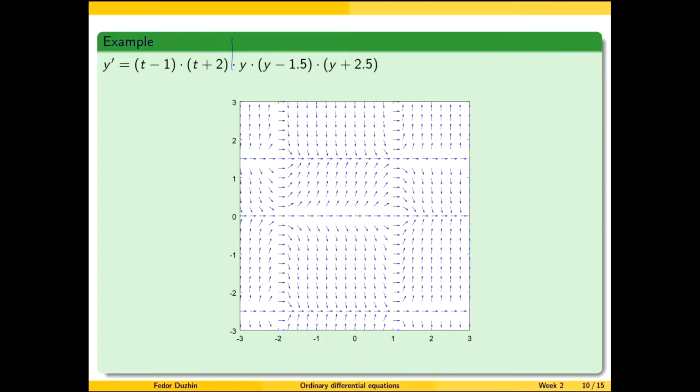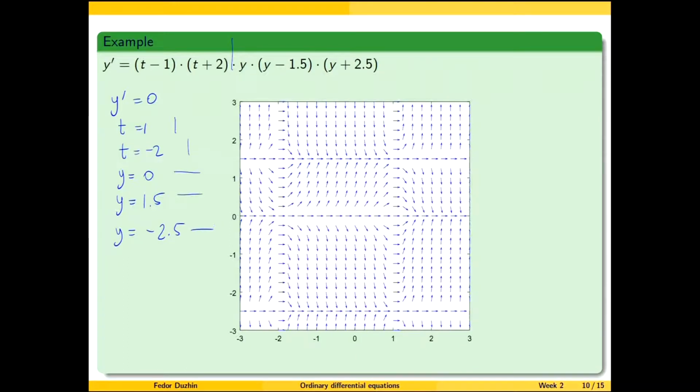Okay, and let me explain what I mean. Try to find the set of zeros of the right hand side. So let us solve the equation y prime equals zero. Right? So in order for y prime to be equal to zero, y prime is the product of five factors. Then any one of these five factors can happen to be zero. So t may be equal to one, t may be equal to negative two, then y may be equal to 0, or y may be equal to 1.5, or y may be equal to negative 2.5. So geometrically, the collection of all these points is the set of five lines. So this is a vertical line, horizontal line, horizontal line, horizontal line.